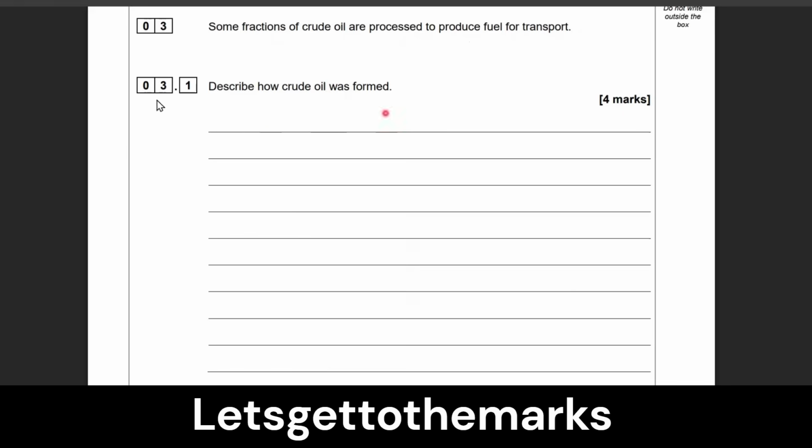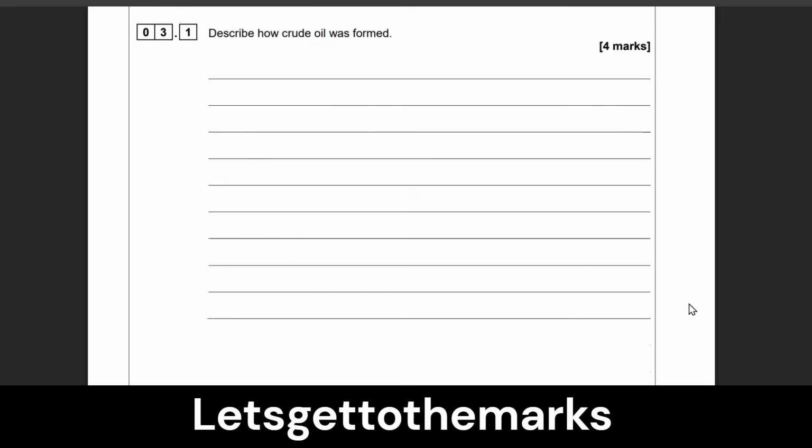Four fat marks. Okay, so there's some key stuff here. They don't often ask this question, but it's a good one that they do because it is on the syllabus and it's nice to have some examples to go through this. Grab your pen and paper.